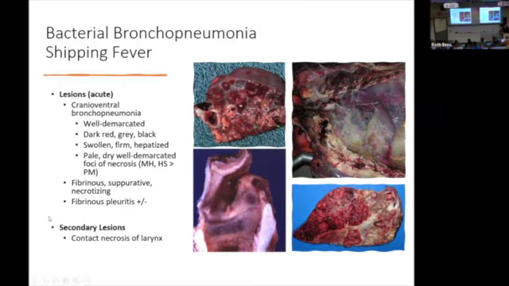Secondary lesions, so confirmative evidence that this animal's been struggling to breathe. We see contact necrosis in the larynx. So this right here is basically a little scar, and that's from the larynx opening and shutting repeatedly so hard that it's literally smacking into itself and causing ulcers.